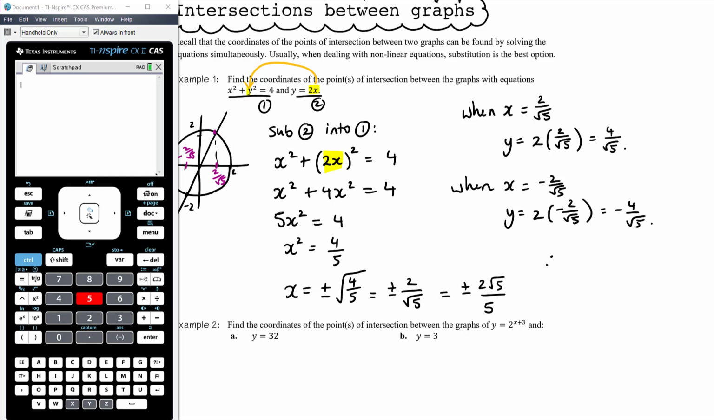And so therefore, our 2 points of intersection between the circle and the line are 2 on root 5, 4 on root 5, or negative 2 on root 5, negative 4 on root 5. And again, you can rationalise those denominators, so they'd be 2 root 5 on 5 and 4 root 5 on 5 if you prefer. Okay.